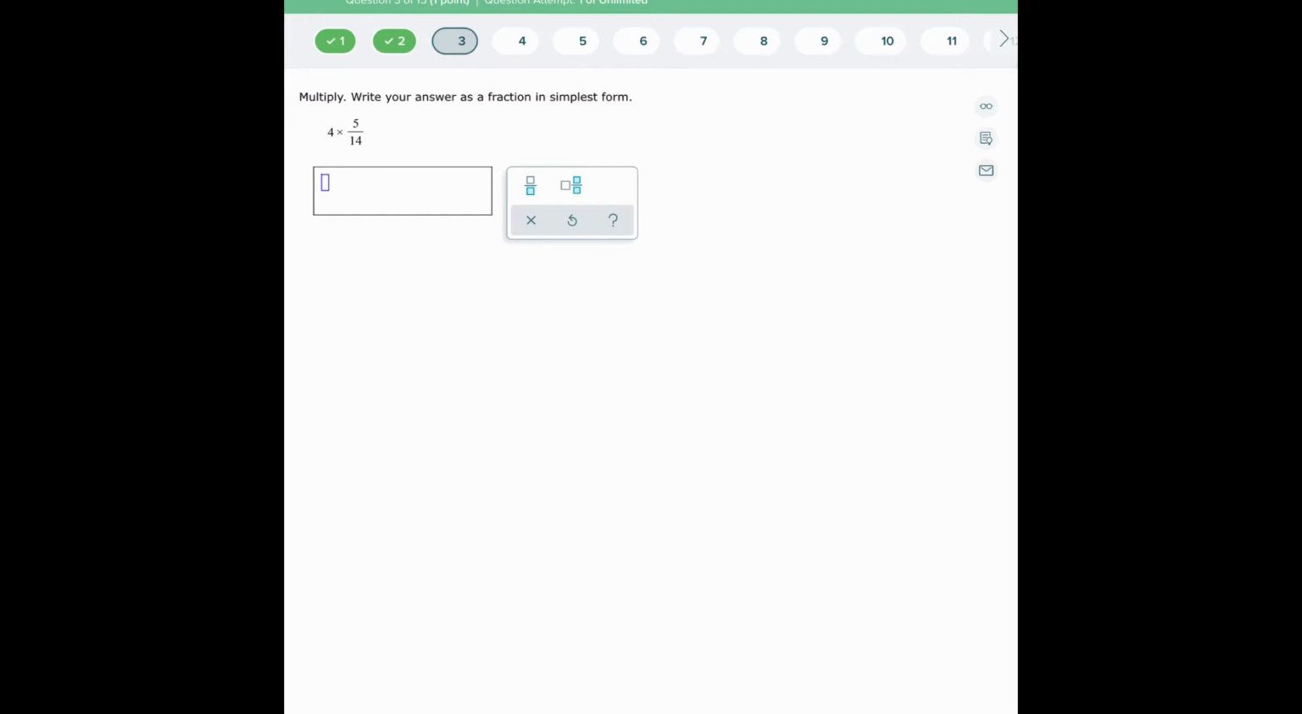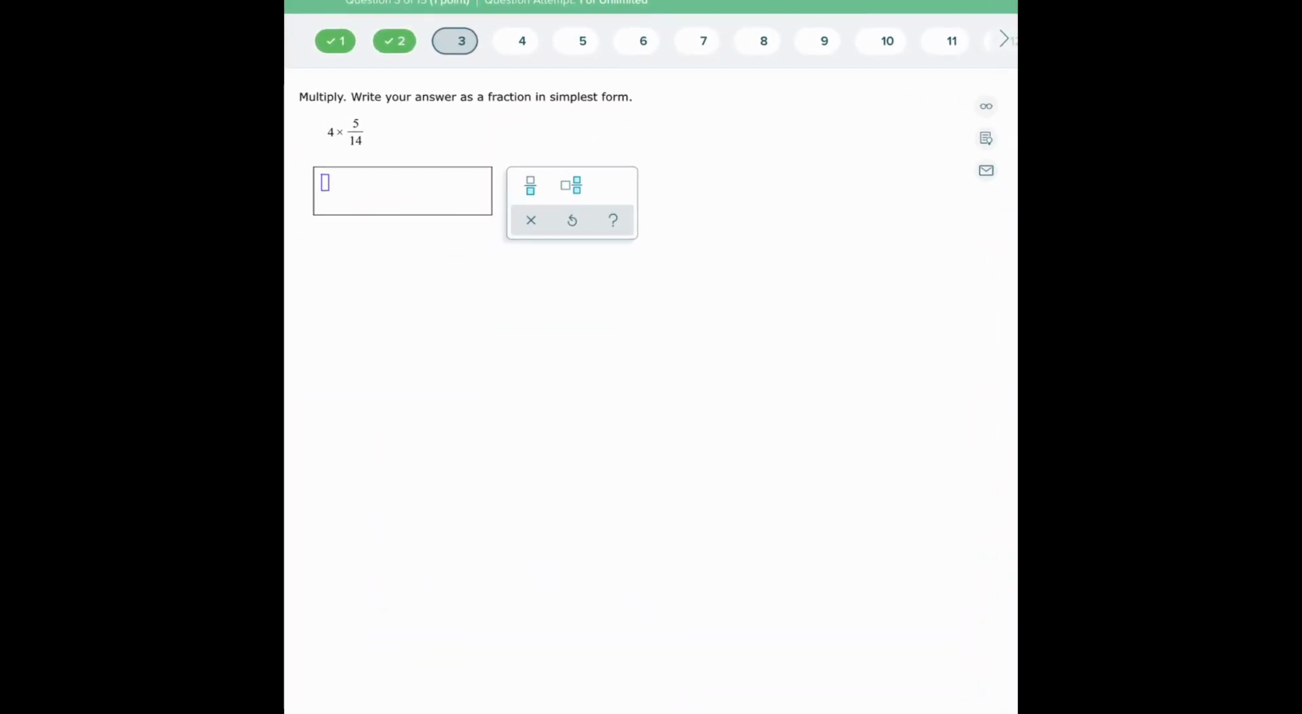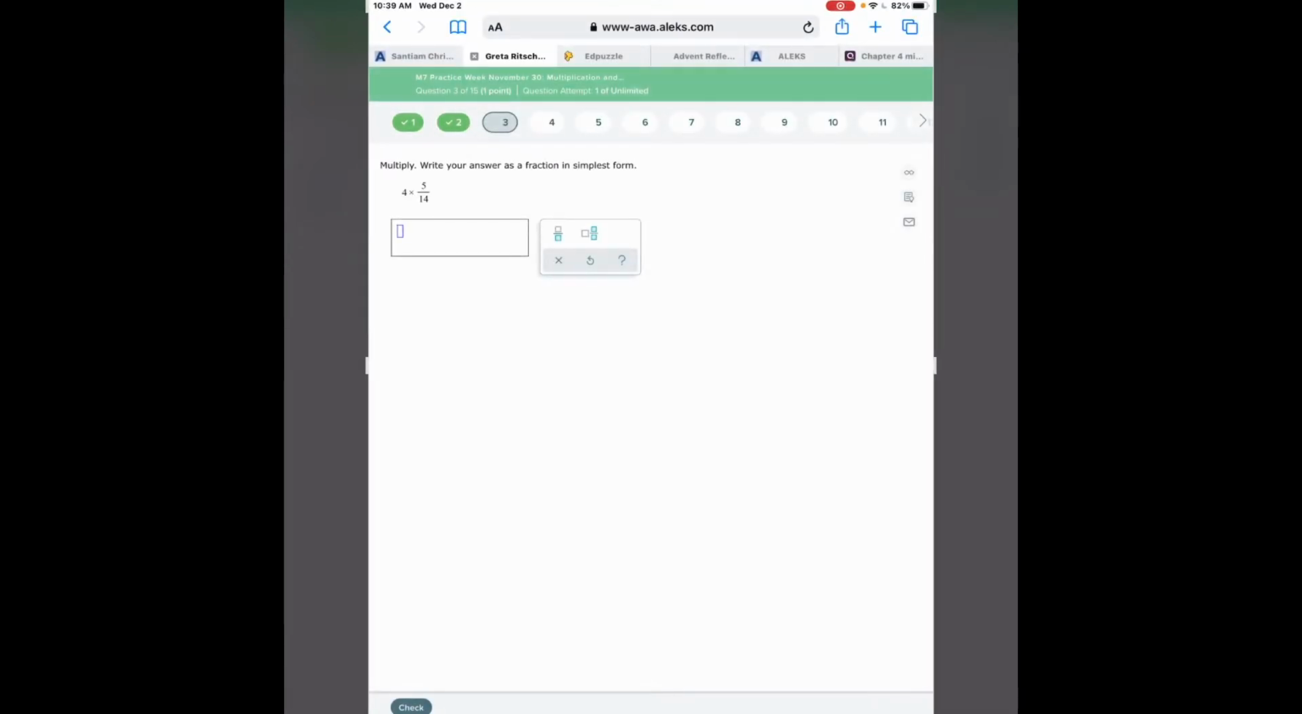Number 3 is the same kind of idea again. 4 times, we're going to put the 4 over 1 since we're doing fractions, times 5 over 14. And this time I can see that 4 and 14 are both even numbers. And so 4 doesn't go into 14, but 2 goes into 4 2 times. 2 times 2 is 4. And 2 goes into 14 7 times. 2 times 7 is 14.